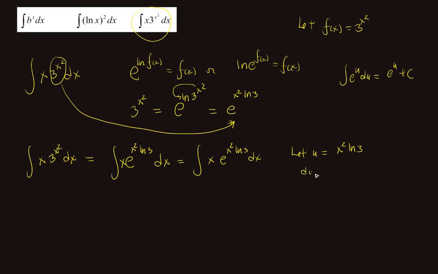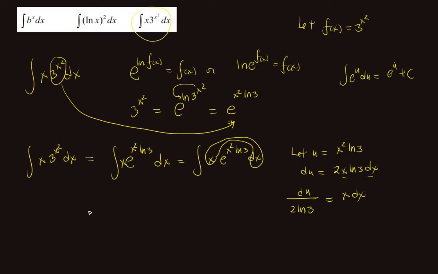Then du is going to be, what's the derivative of this? It's going to be 2x natural log of 3 dx. Here we have the x and the dx, right? Because this one is going to be e to the u. We have the x and the dx, but we have a 2 natural log of 3 there. Well, we send it to the other side. Then we will have du divided by 2 natural log of 3 is equal to x dx. And now each component is represented here, the u and the du.